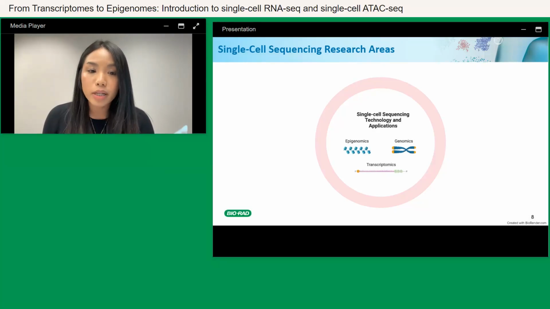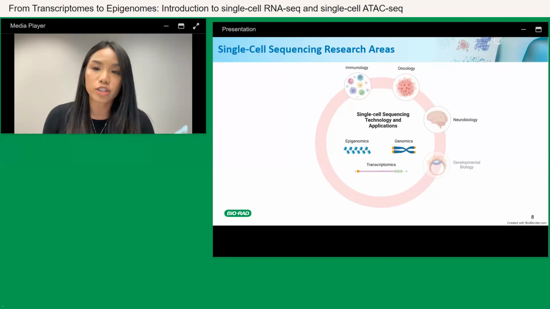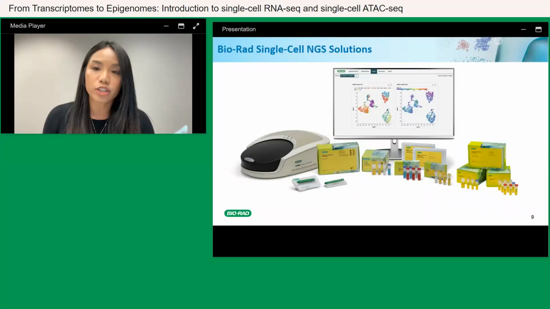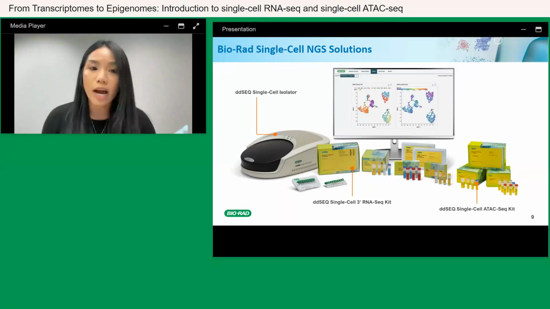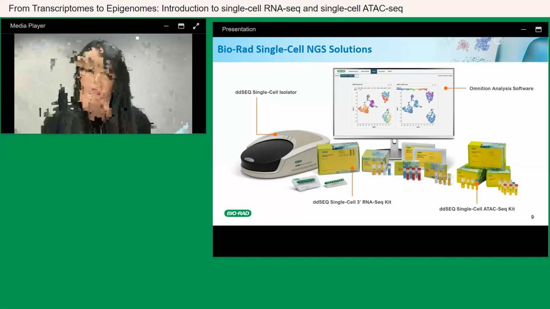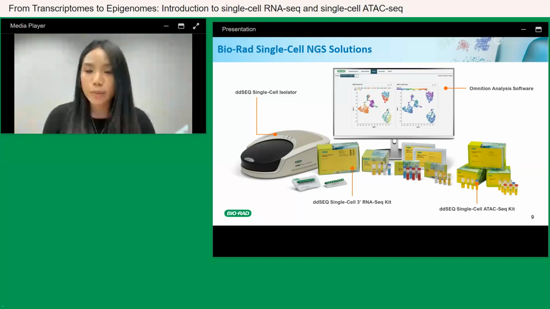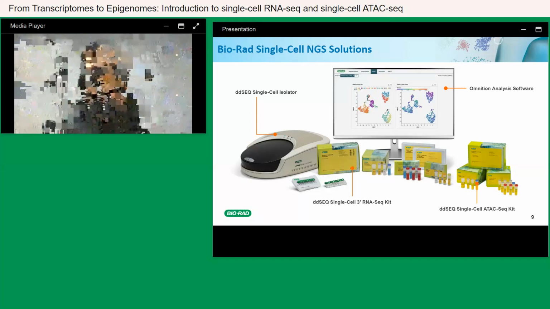Because of the wealth of information that can be generated using single-cell sequencing, its application also extends to a vast area of research that improves our understanding of complex biological systems. Bio-Rad single-cell next-generation sequencing solutions are droplet-based methods composed of the single-cell 3' RNA-seq, the single-cell ATAC-seq, both of which are compatible with the DD-seq single-cell isolator for droplet generation, and the accompanying open-source omniscient analysis software that Patricia is going to touch more on later.